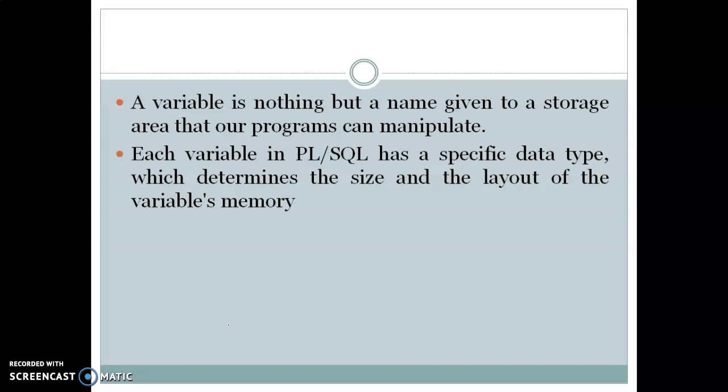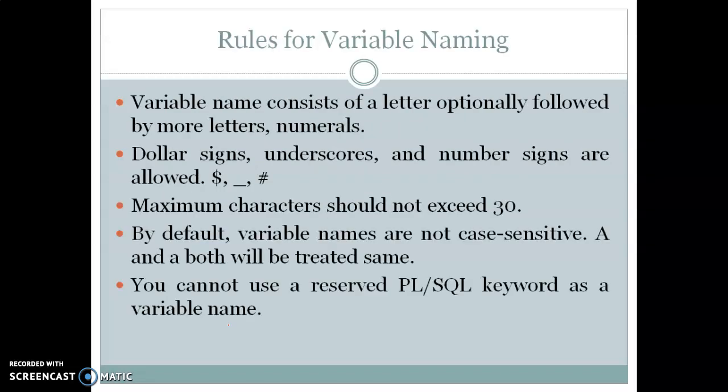Each variable in PL/SQL has a specific data type which defines the type of that variable and determines the size and the layout of the variable's memory, the range of values that can be stored within that memory, and the set of operations that can be applied to the variable. Now, how to give names to the variables?